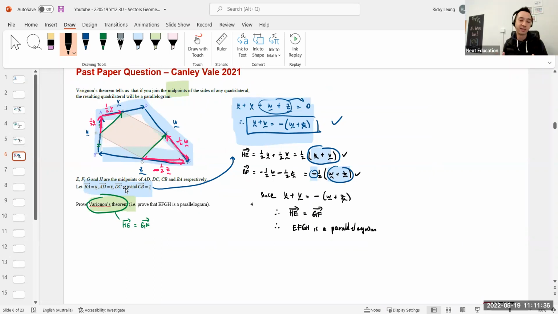Next lesson, let's do a few more with ratio of sides, and then the third one, a few harder questions. Hope that was a good video for you. Not too hard, but a good introductory video to vector proofs.